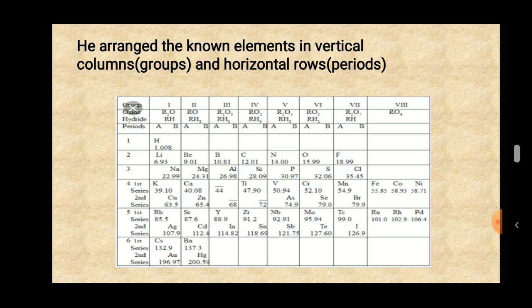After the discovery of isotopes, there was no place to keep hydrogen with atomic mass 2, and no place to keep hydrogen of atomic mass 3, because only one place is allotted for a hydrogen atom. So this was a failure of Mendeleev's periodic table.